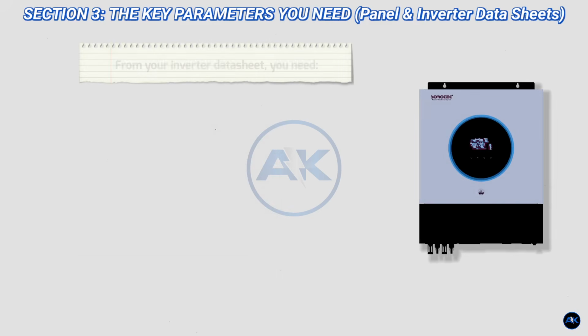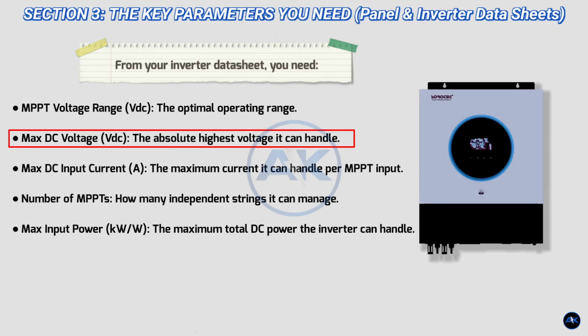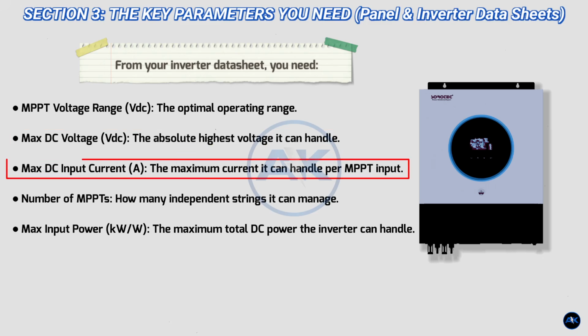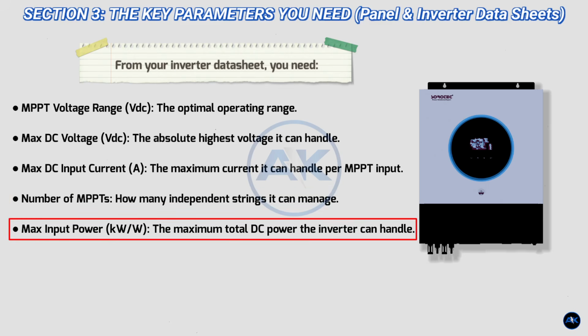From your inverter datasheet, you need MPPT voltage range, VDC, the optimal operating range. Max DC voltage, VDC, the absolute highest voltage it can handle. Max DC input current, A, the maximum current it can handle per MPPT input. Number of MPPTs, how many independent strings it can manage. Max input power, kilowatts per watt, the maximum total DC power the inverter can handle.